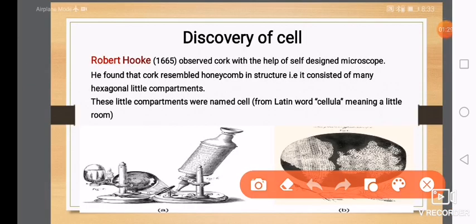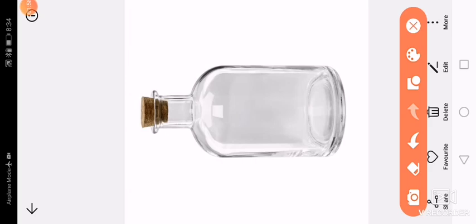Back in 1665, there were no microscopes and nobody knew that living things are made up of separate units. But there was a scientist called Robert Hooke. He designed his own microscope and observed cork under it. For those who do not know what cork is, you see this bottle? This wooden part is cork. This cork is obtained from the bark of a tree, so you can consider this as living matter.